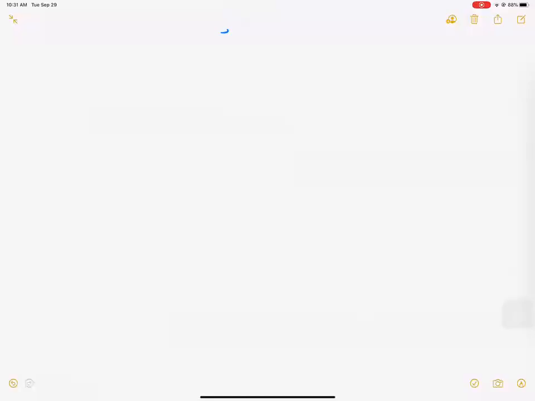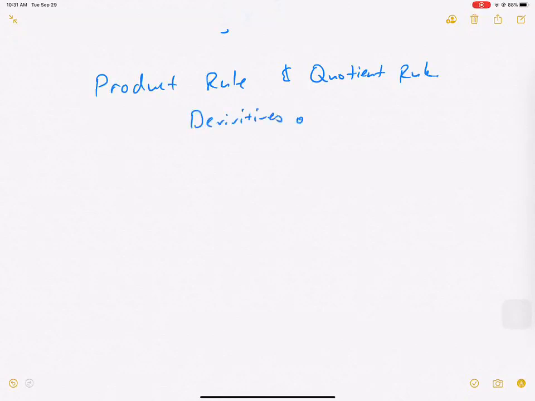Okay, today we are working with product rule and quotient rule. Product rule and quotient rule, and this pertains specifically to derivatives. Derivatives of products and quotients. Now, we talked about easy derivatives so far.